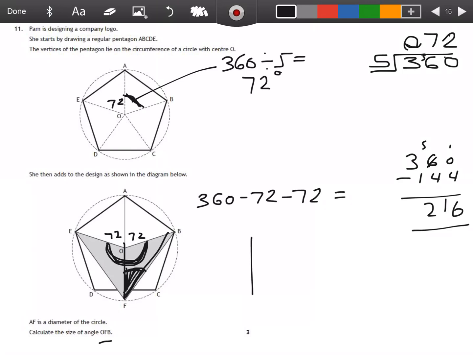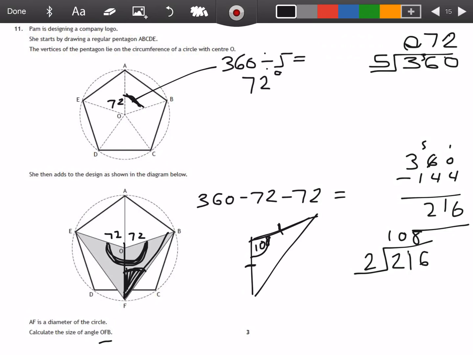I'll just look at one of the triangles on its own because they are really just looking for one. Half of 216, do I really need a big division sum? Half of 216 would be 108, so that's 108 there in the middle. My picture is not great, but this is the radius and that is also the radius.